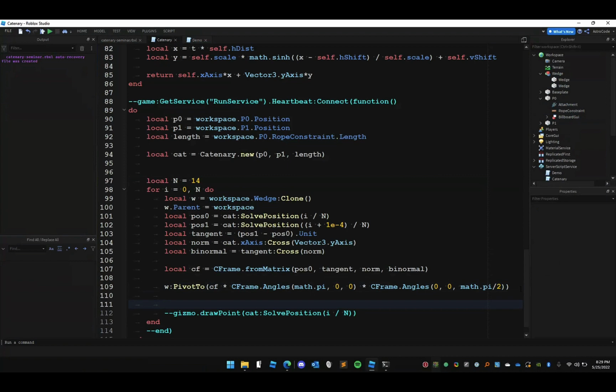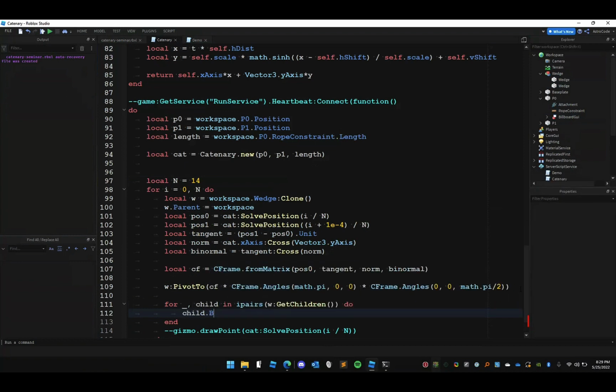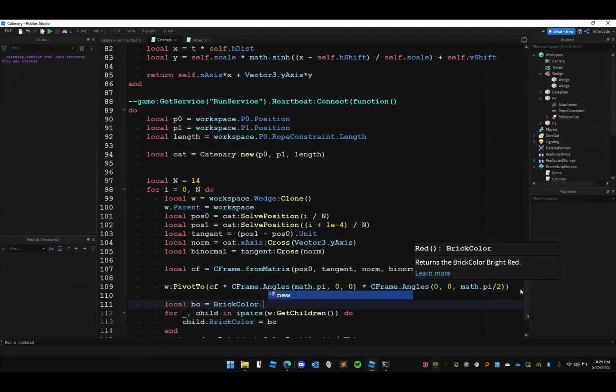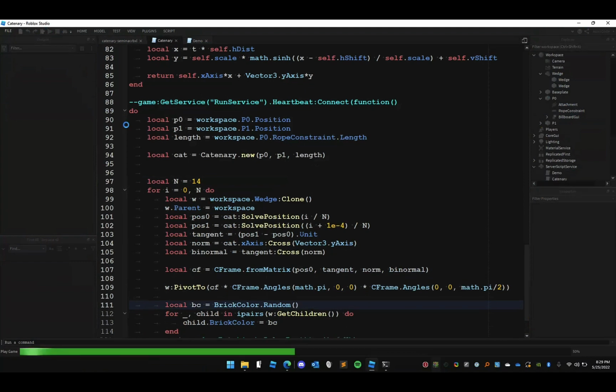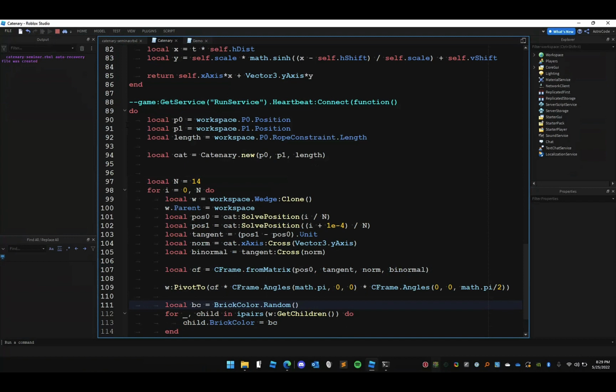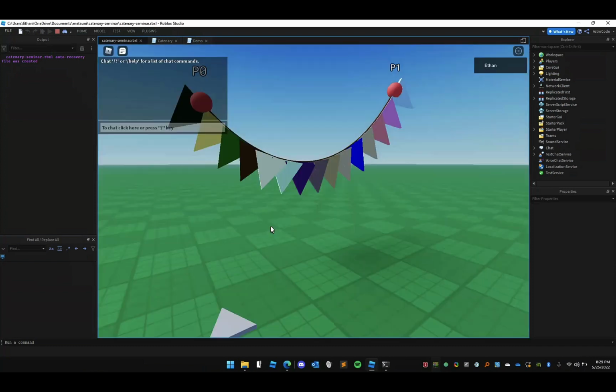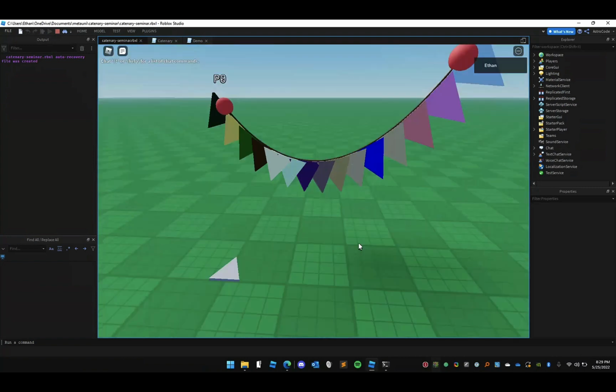We can also give them a random color. Okay. All right, I say we're up on time, so I say it's good enough. That looks great.